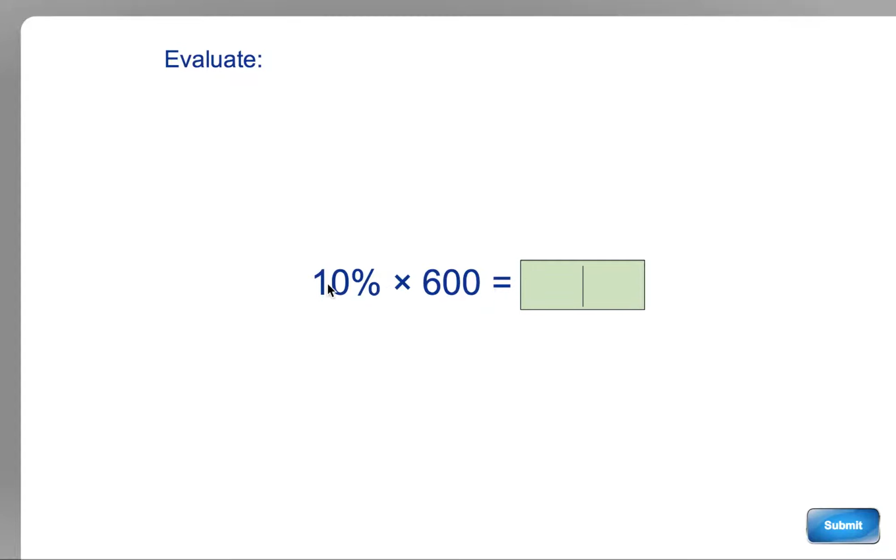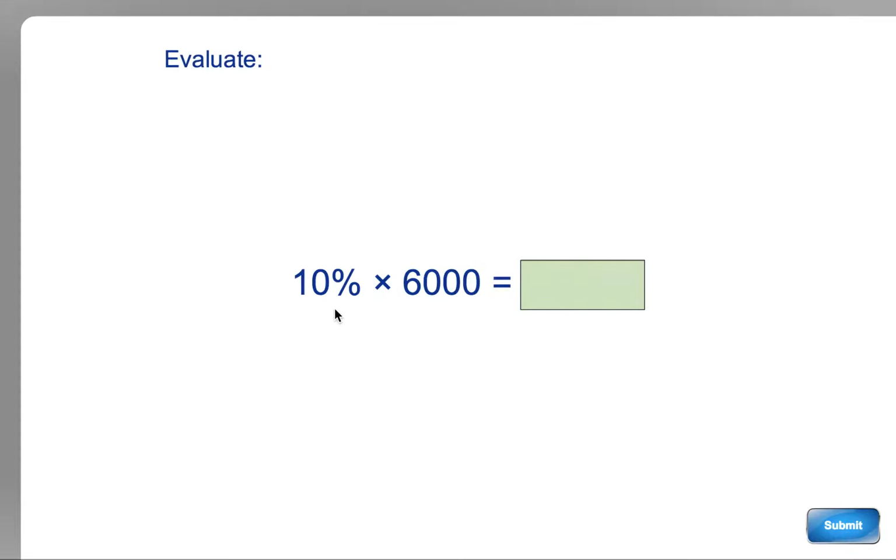Another way to think about it is to think of this as being 0.1 times 600, in which case you can just do a simple opposite extension ladder strategy. But if we're thinking about 10% as being 1/10 or divided by 10, 600 divided by 10 is 60. 10% of 600 is 60.